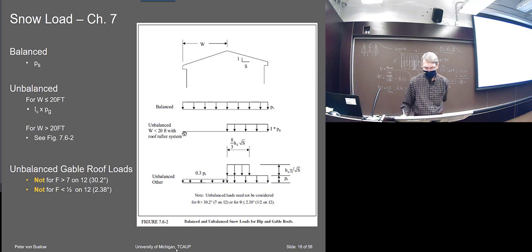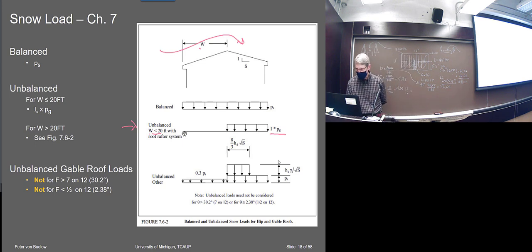And then you just apply it either as a balanced load, so across the entire roof, or you assume that the wind is blowing and you get a drift on one side, or it blows off of this side and accumulates onto this side. That would be this case here. Or this is with this W less than 20. If it's greater than 20, it gets more complex. Looks a little messy, but something like that.